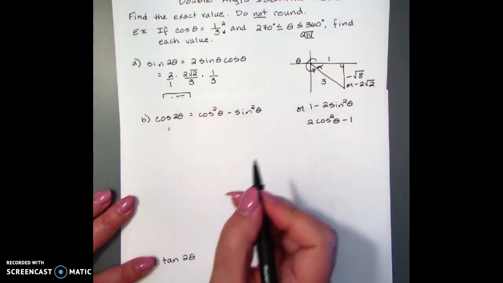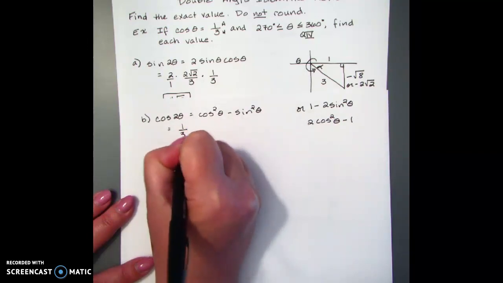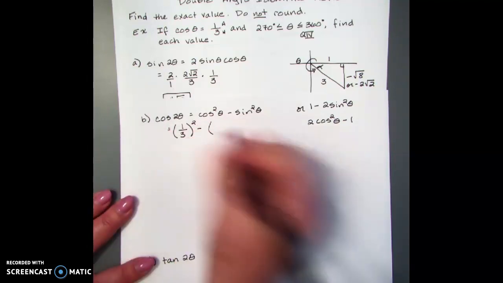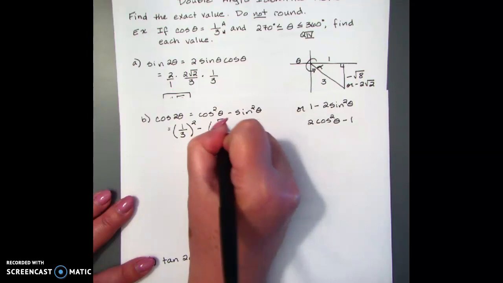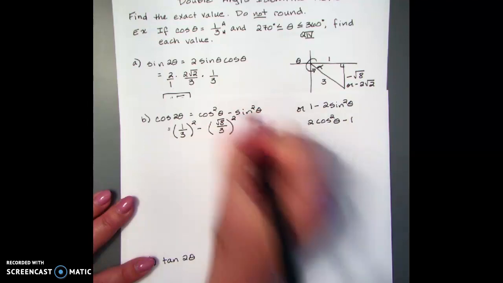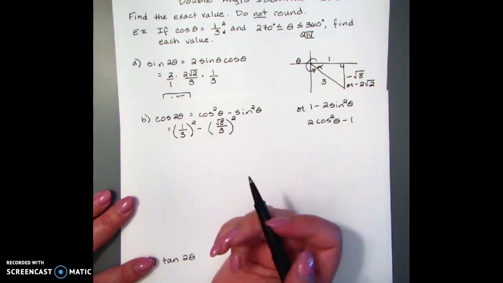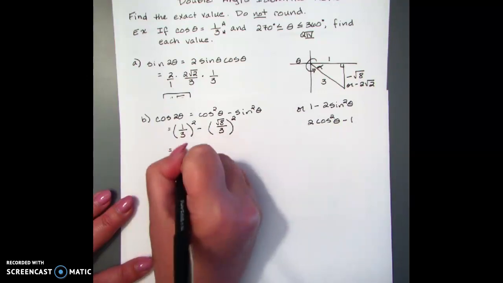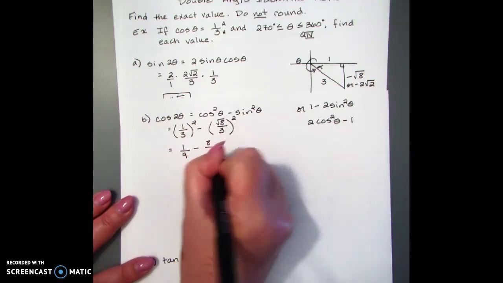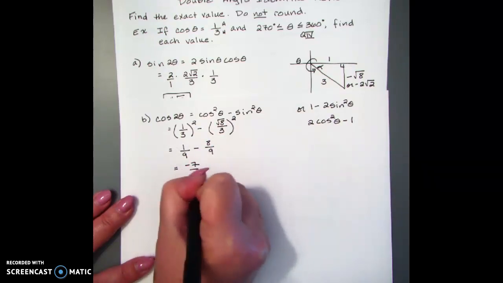So coming in here, I can say cosine of theta is going to be adjacent over hypotenuse, so that's 1/3, and then we're going to square that, minus, and then we get sine is going to be opposite over hypotenuse, so that's going to be root 8 over 3. And because we're going to square it, I'm not really worried about that negative in front of the root 8, because anytime you square a negative, you get a positive. So when we do this, 1 squared is 1, 3 squared is 9, root 8 squared is plain old 8, and 3 squared is 9. And so when we subtract, we get negative 7/9.